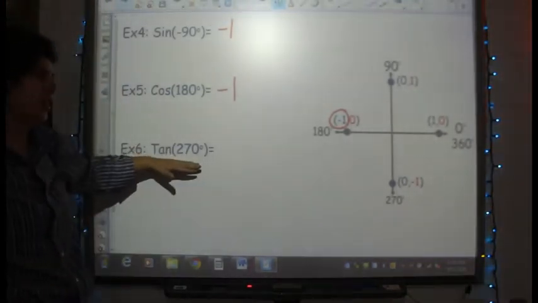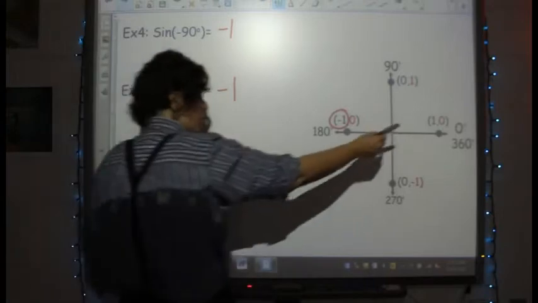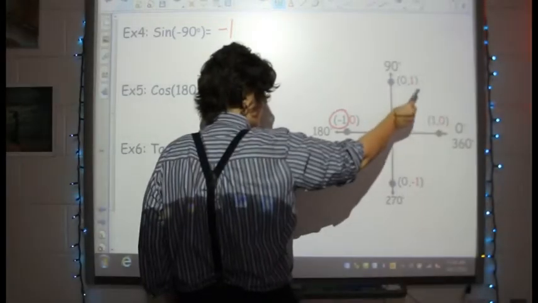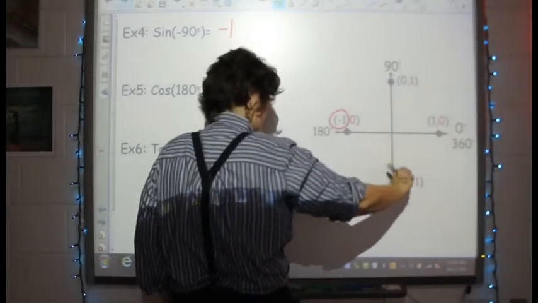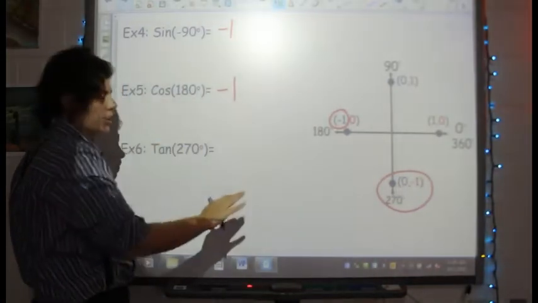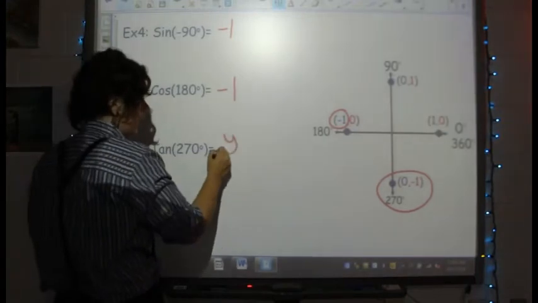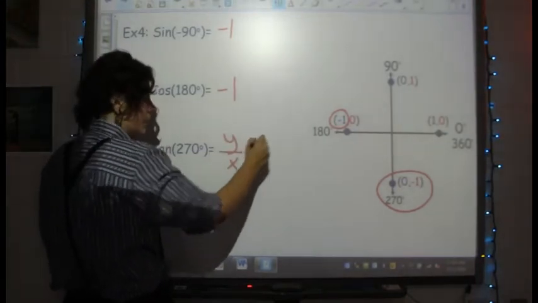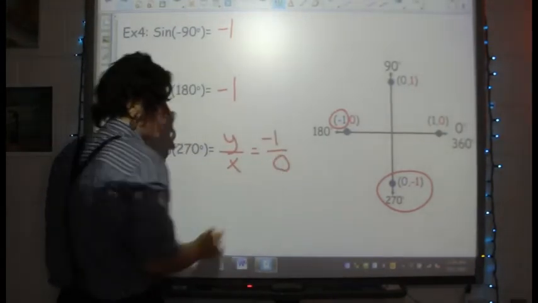For tangent of 270, again, we start at the positive x-axis and we're going to rotate counterclockwise because it's positive till we get to 270. Now, tangent's a little harder. You don't just look at the point and know it. Instead, we have to do y divided by x. And here y is negative 1 and x is 0.